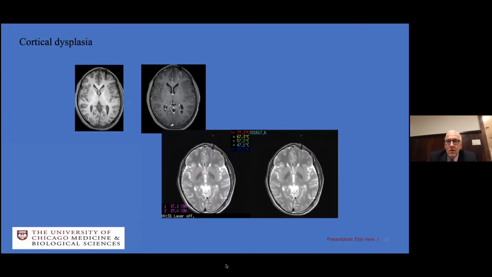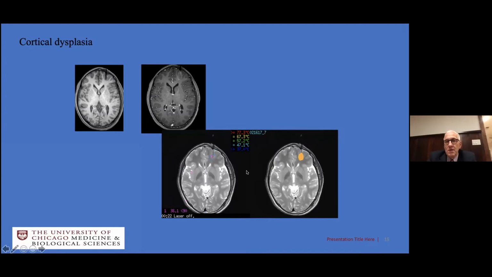So what about other epilepsies? As you can see here, this is a cortical dysplasia. We put the laser fiber in. This is the actual lesion, and you can completely cover this. This is the actual damage zone.